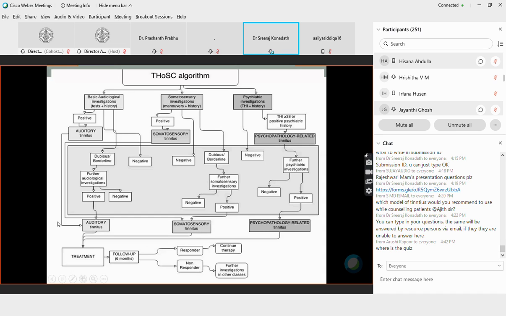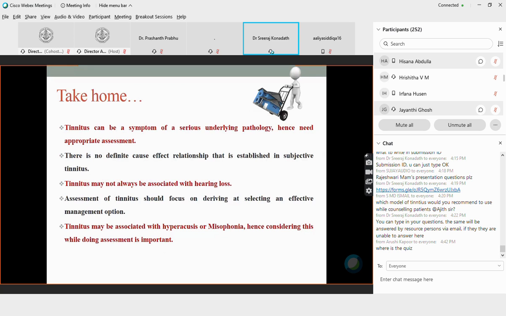So these are the ways in which you can really holistically approach tinnitus, not just going by one form of evaluation. Always remember that one form of evaluation may not give you proper results. You have to combine other forms and then do the assessment. So I conclude here because we are already late, and I'll give you some take-home messages.